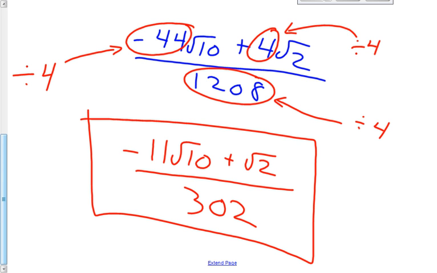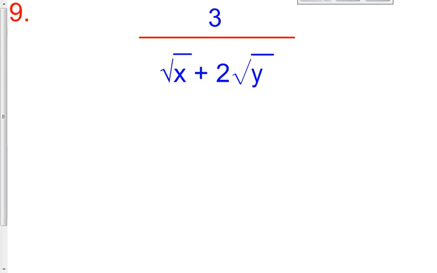Always look, is the denominator rational? 302, that is a rational number. Can you reduce the square root of 10? You cannot. Can you reduce the square root of 2? You cannot. Can you take out any other common factors? You cannot. Remember, they only come out of the coefficients, this and this. And it has to come out of all three of them. So keep that in mind as well. All right, moving on to the next one, number 9, where we now have variables involved.